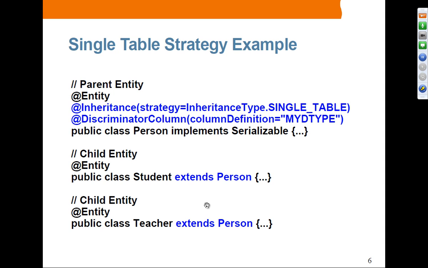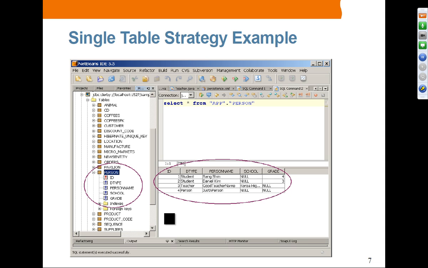This relationship will be represented, in this case, by a single table that contains all the fields of Person, Student, and Teacher. When we do the hands-on lab, there will be, in fact, a single table called Person, and it will contain all the fields of these three classes. The DTYPE is the default discriminator column name. This is the person name, which is from the Person class, and the school and grade are from the child classes. Grade is from Student, and school is from Teacher.